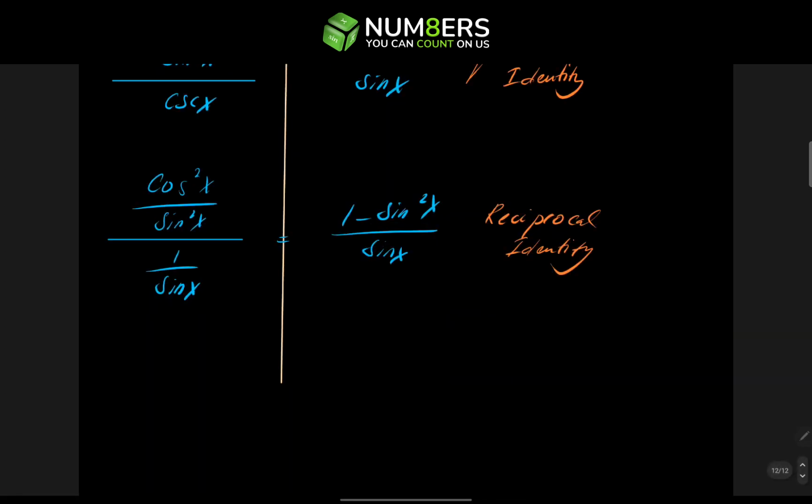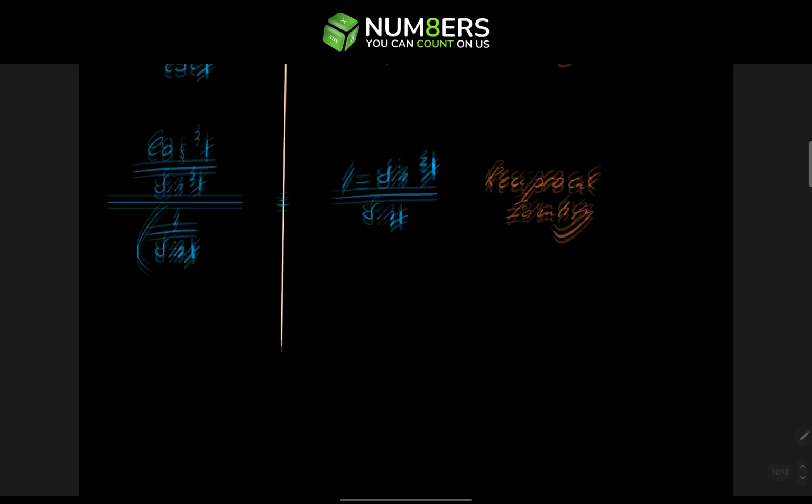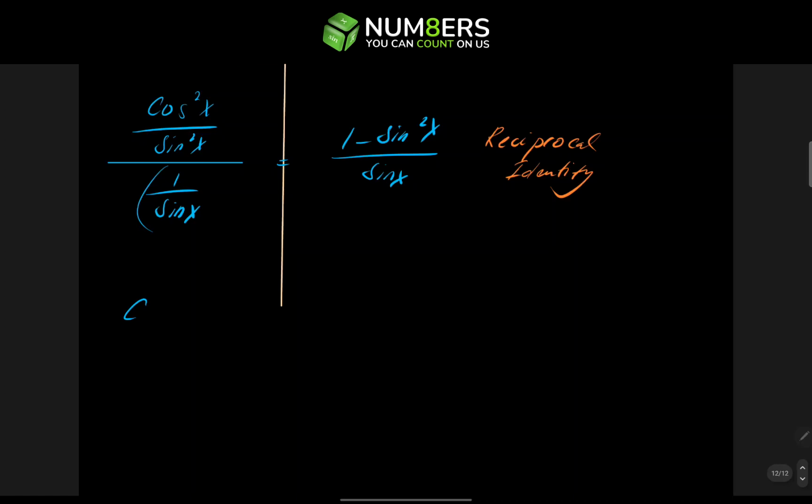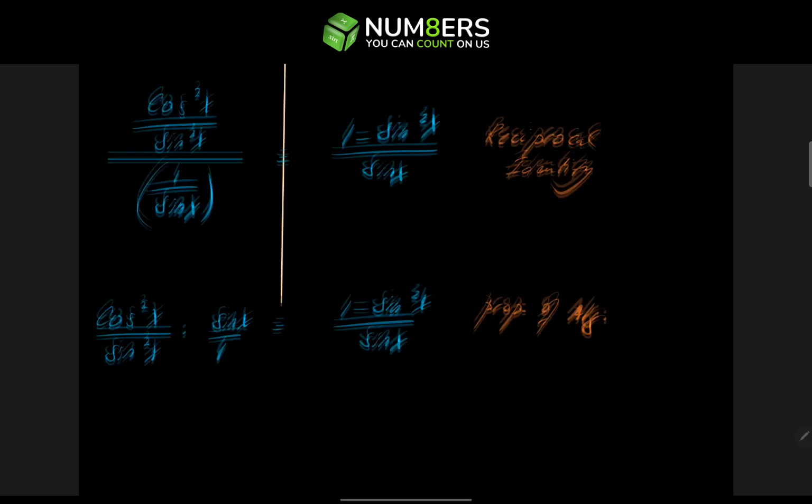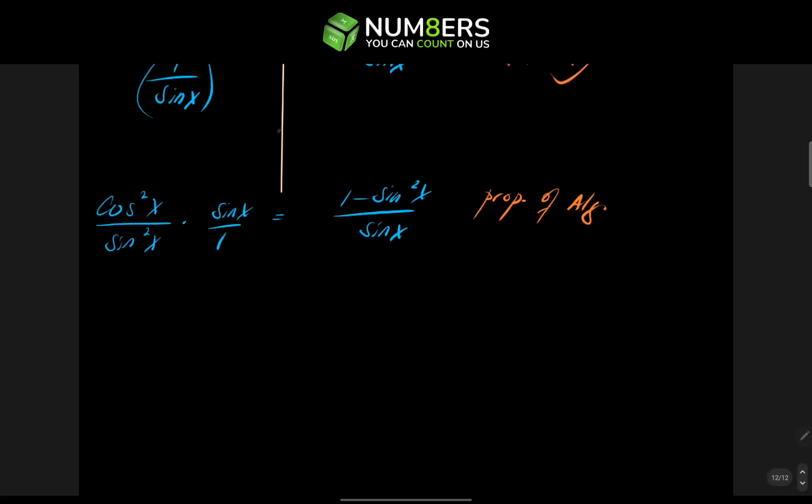Now, when you divide by a fraction, we multiply by its reciprocal. So for the next step, we're going to write cosine squared x over sine squared x times sine x over 1. That's equal to 1 minus sine squared x over sine x. Here we just multiplied by the reciprocal, and that's properties of algebra. So write property of algebra. Let's extend this line here.